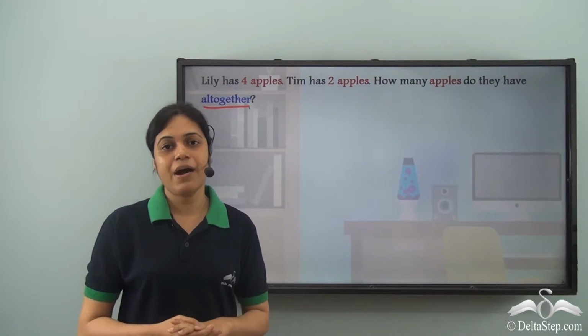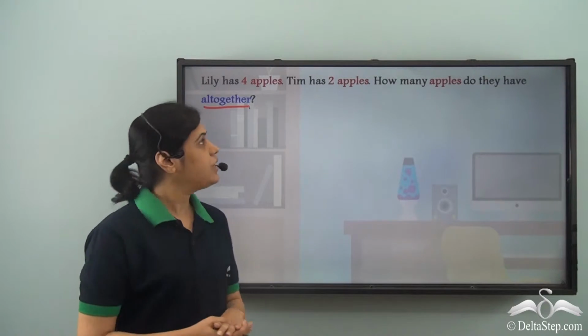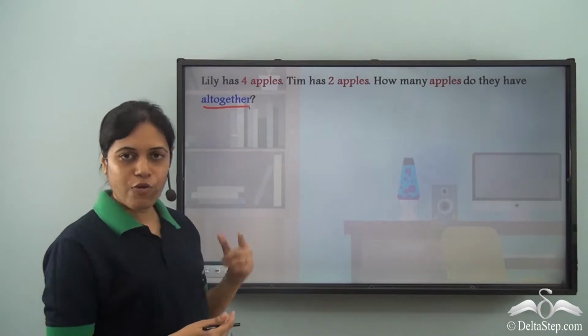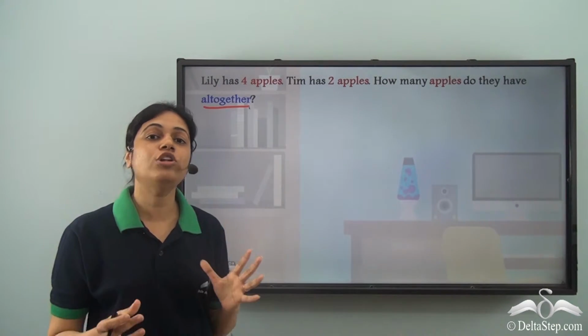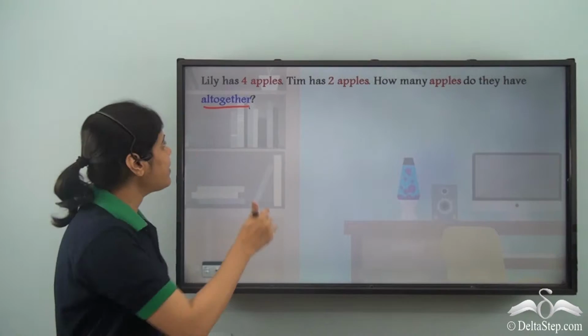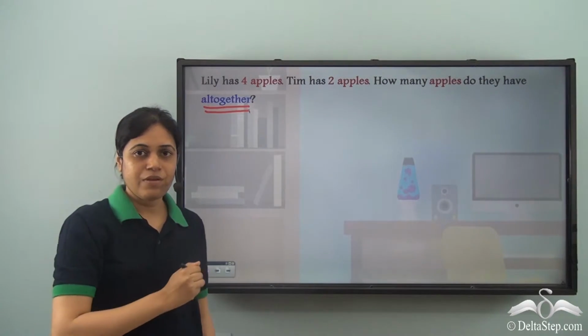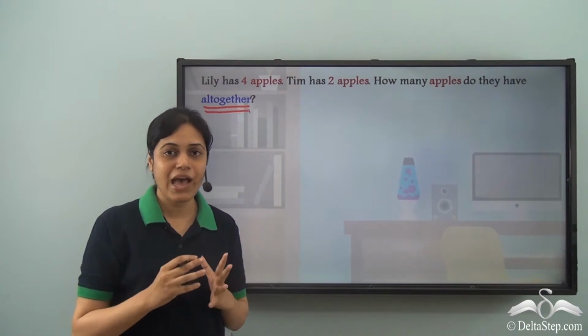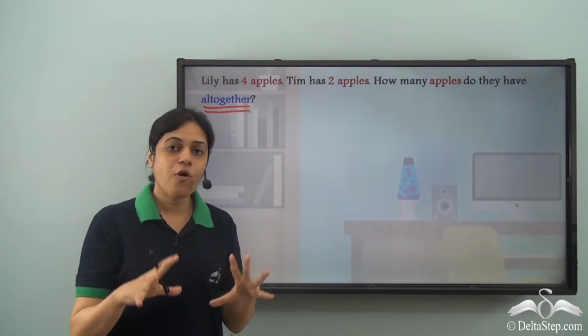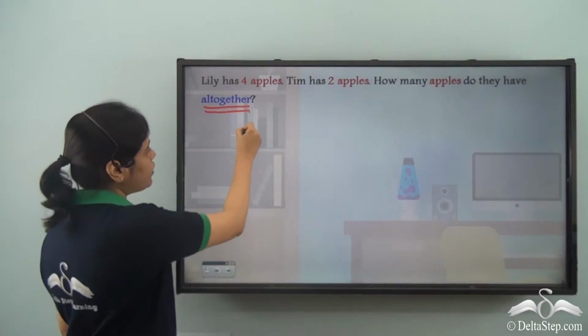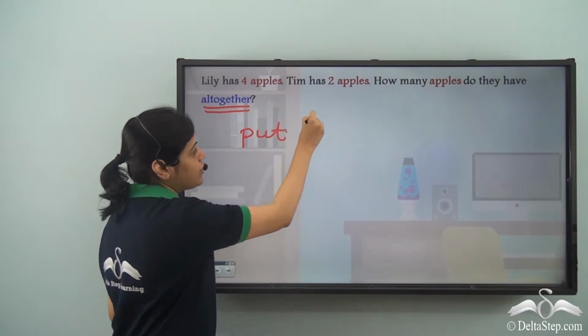Problems of this type are called word problems. Now it's given that Lily has 4 apples and Tim has 2 apples. So how many apples do they have altogether? What do we mean by this word altogether? Well, they need to find how many apples they have if they combine their apples. Or we can also say that if we put together the apples of Lily and Tim, how many apples will be there? So altogether also means put together.